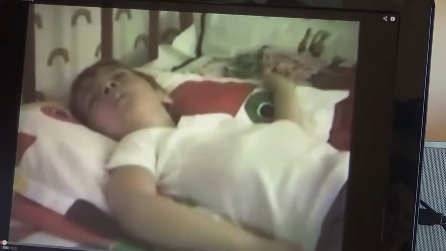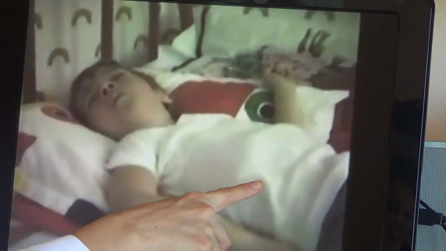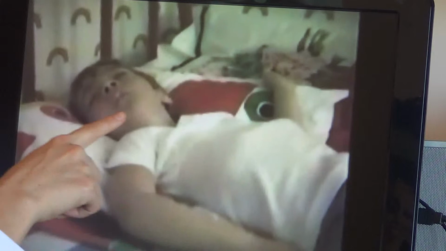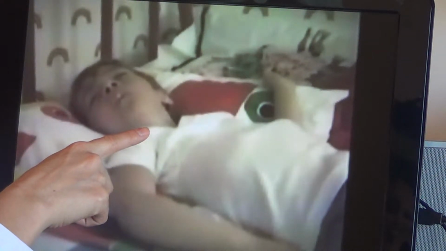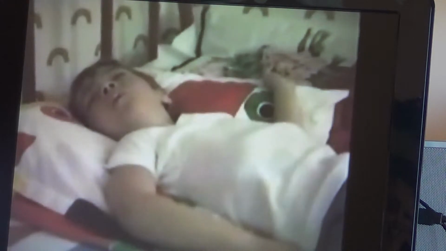This little baby is trying to breathe. Look at the effort. But again, you can almost hear him choking on his tongue. And again, this goes on for seconds and seconds and seconds. All the way. There you go.